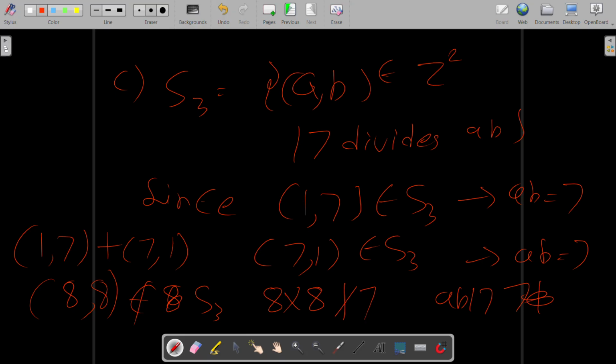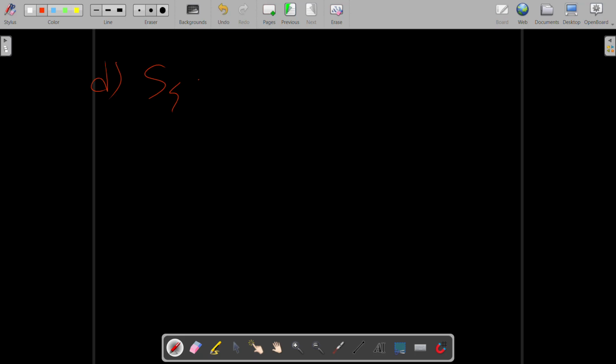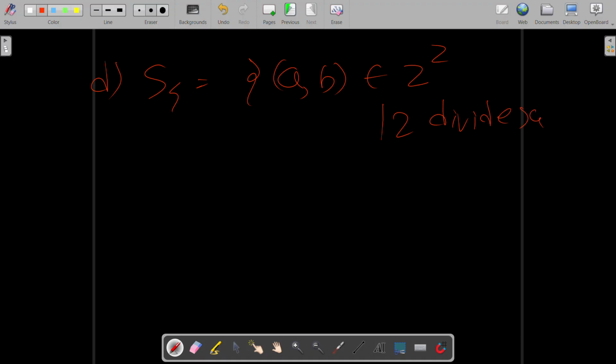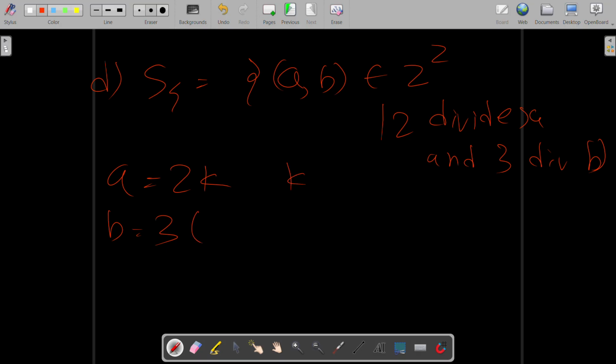So we are left with our last option, option D: S4 is the set of (a, b) belonging to Z square such that 2 divides a and 3 divides b. So since 2 divides a, let a equal 2k and b equal 3l, where k and l are some integers.